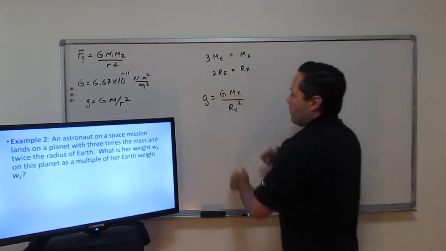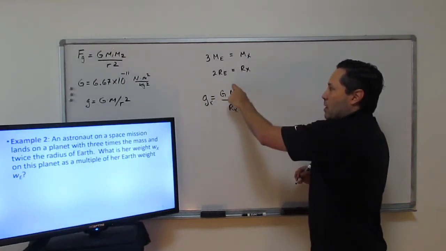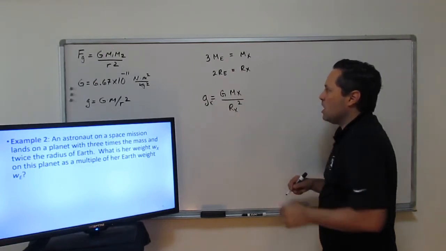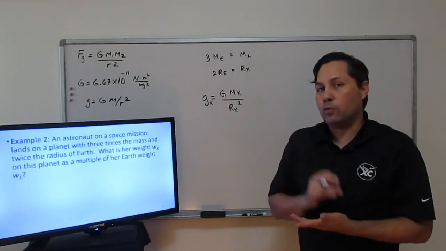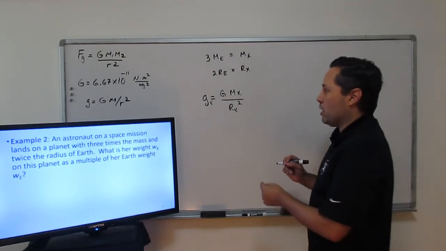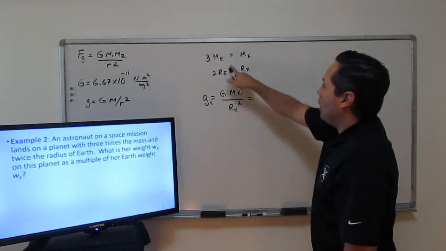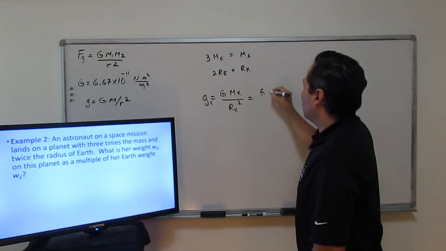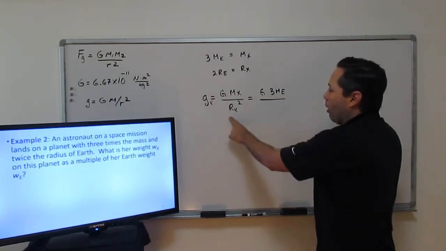So here is gravity on planet X, which is g, the constant, times mass of planet X divided by the radius of planet X squared. Now I'm going to substitute the values for the mass and the radius of planet Earth, because they wanted the gravity for planet X compared to Earth. So instead of the mass of planet X, I'm going to put 3 times the mass of planet Earth, divided by Rx.